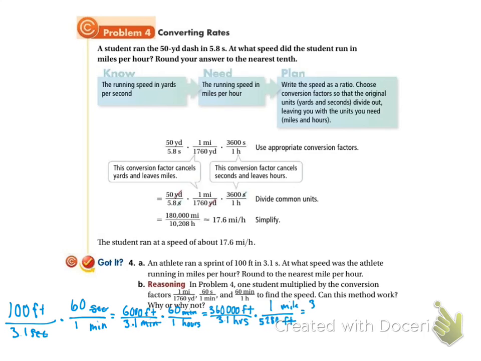Multiply straight across the top. I have 360,000 miles on the top. There we go. And on the bottom, 3.1 times 5,280 gives me 16,368, and that's hours. So now I can divide on my calculator. You can do 360,000 divided by 16,368, and I get 22 miles per hour.